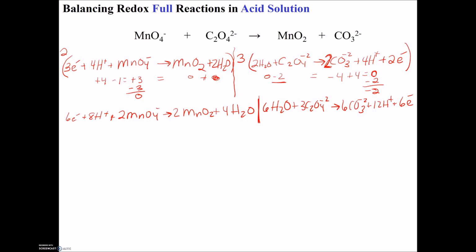Barely made it. It's one of the problems with putting them side by side. You've got to write small. Okay, so now we have 6 electrons in both of our reactions. So now it's time to simplify and then recombine.